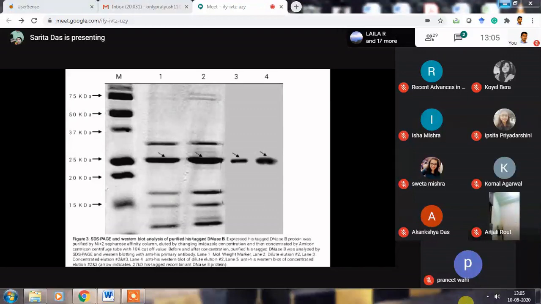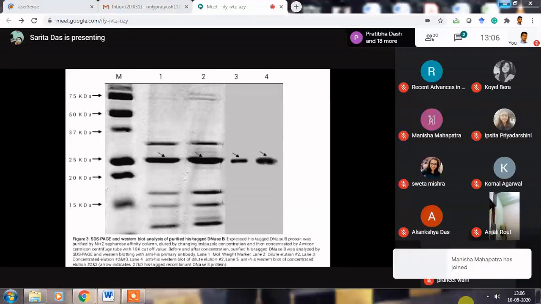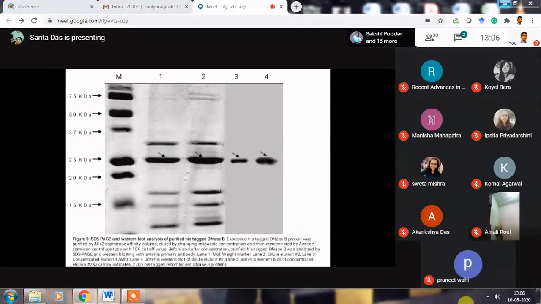They are stained with Coomassie brilliant blue, and partly transferred to the polyvinyl membrane by using wet Western blot. There are different types of Western blots: dry, semi-dry, and wet blot. We used wet blot and transferred it onto the polyvinyl membrane; you can use nitrocellulose membrane too.